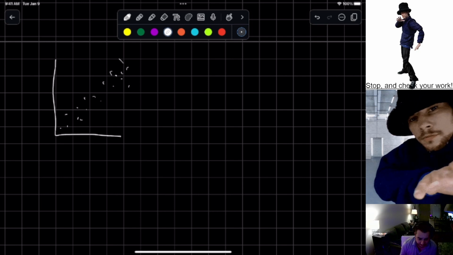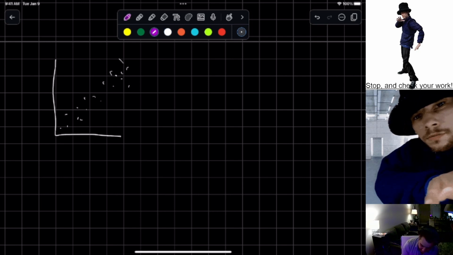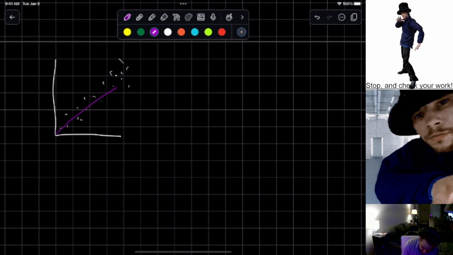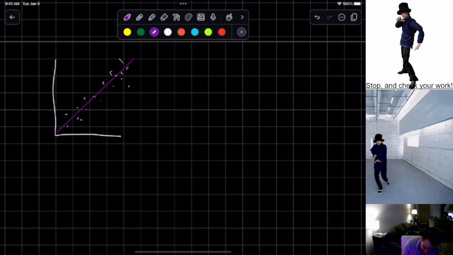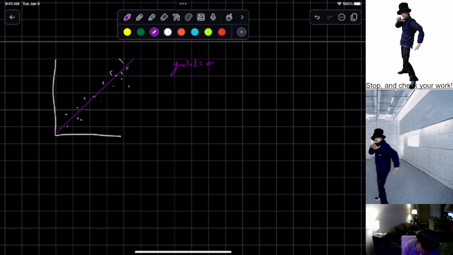It's all over there. You can make this model that fits the data pretty well, or in some cases, it's close enough for it to be all right. We'll call this y model equal to mx plus b.